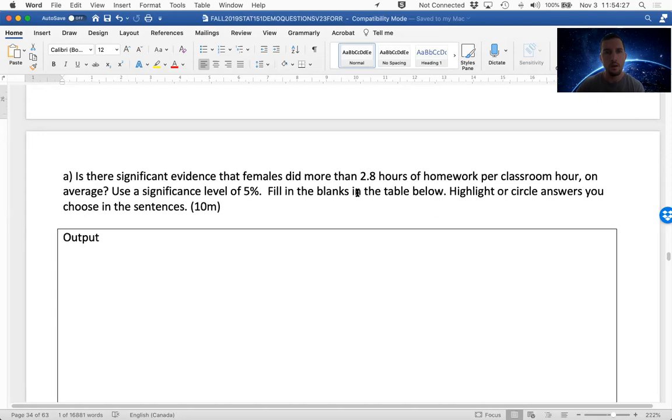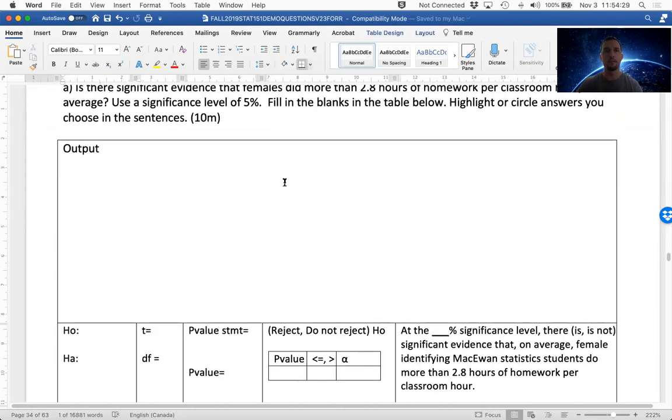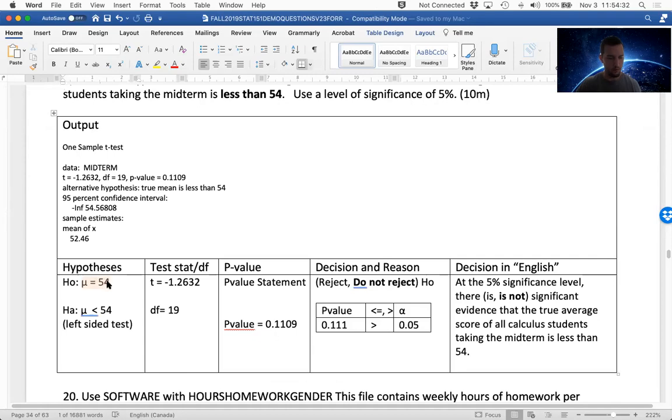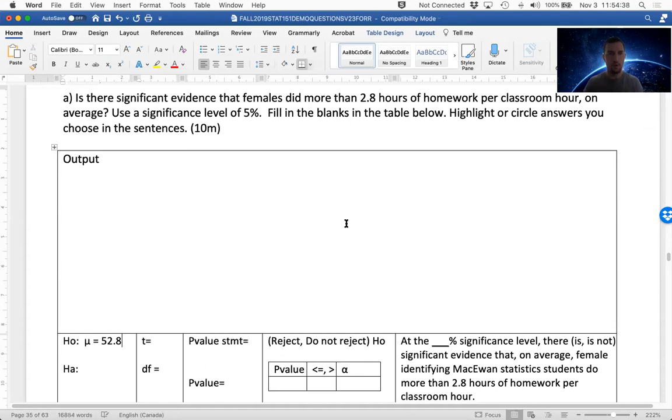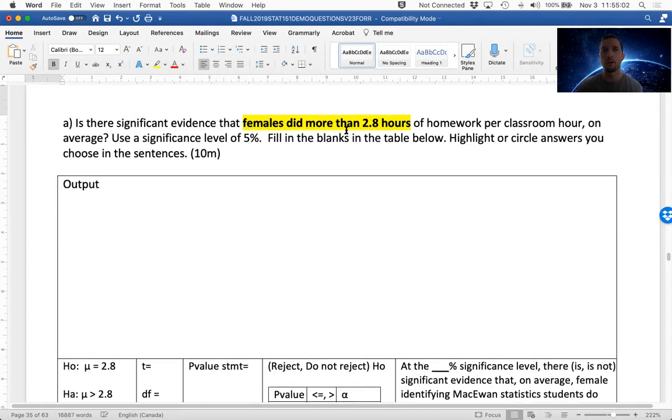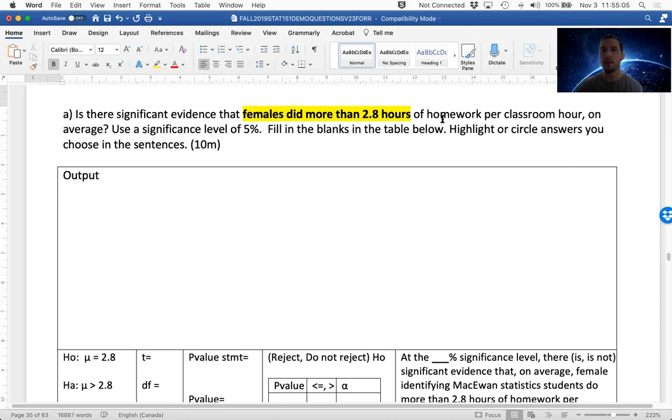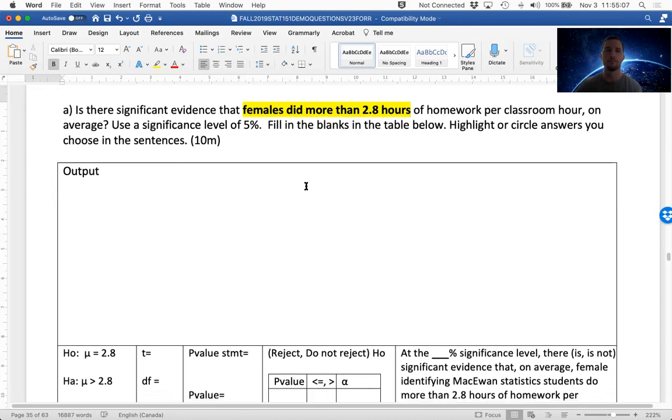Okay, so what we are interested in here is determining if mu for the female gender is equal to 2.8 versus the alternative that mu is greater than 2.8. So if we look at the language of the question, it says, is there evidence that females did more than 2.8 hours? So right off the bat, we're given what we are interested in testing. So we want to know if females do more than 2.8 hours of homework per classroom hour on average.